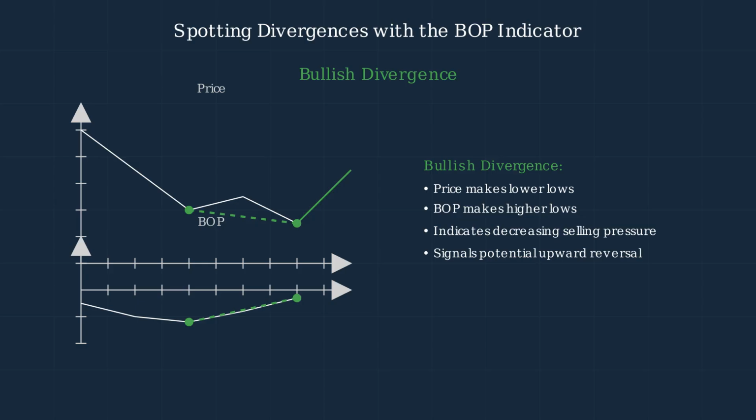After this bullish divergence, we typically see a price reversal to the upside as the improving momentum translates into price action.